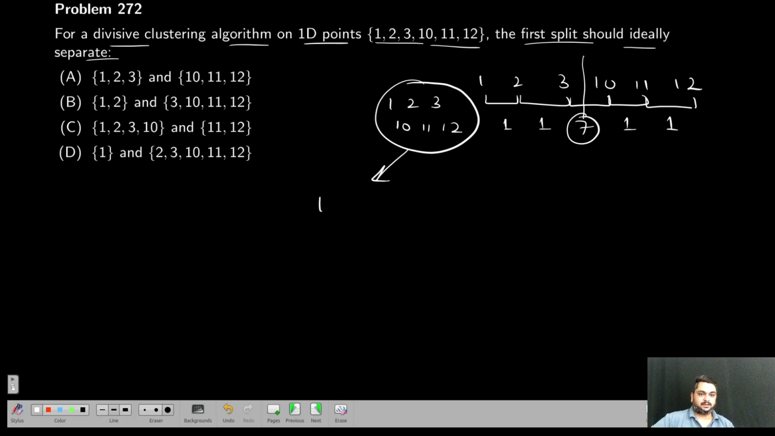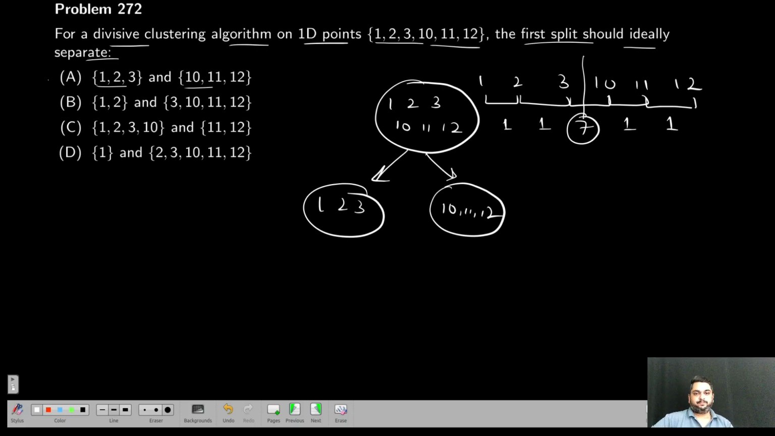So when I split this, I will get 1, 2, 3 as one cluster. Intuitively you can see here, just see and then find the answer. But for the exam, to be sure, I'm giving this method. So this is the correct answer.